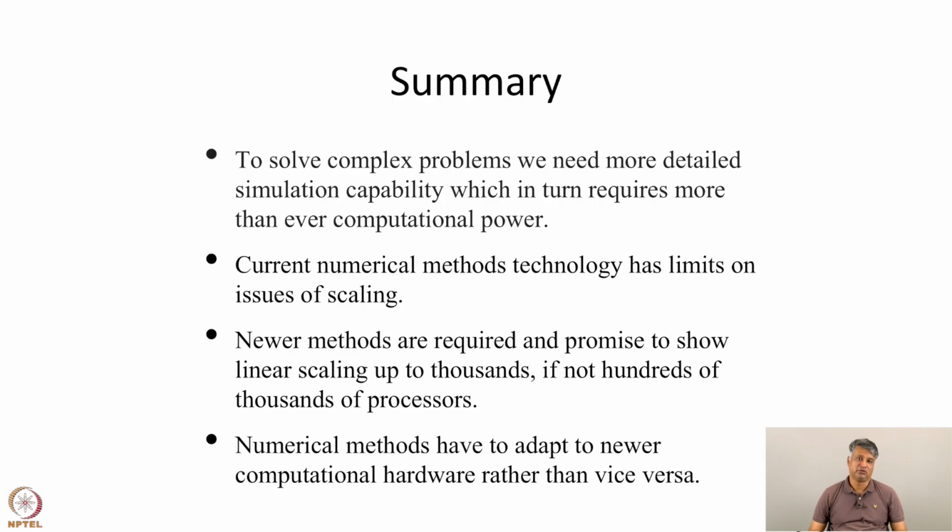So to summarize, to solve complex problems, we need more detailed simulation capability, which in turn requires more than ever computational power. Current numerical technologies have limits on issues of scaling. So we need newer methods like the discontinuous Galerkin method, which promise to show linear scaling up to thousands, if not hundreds of thousands of processors. The idea here is that the numerical methods now have to adapt to newer computational hardware as they are getting developed, rather than vice versa, where we would develop specialized computational hardware for a specific problem.